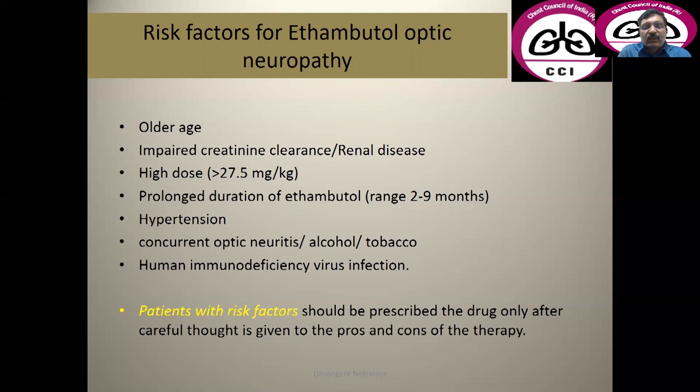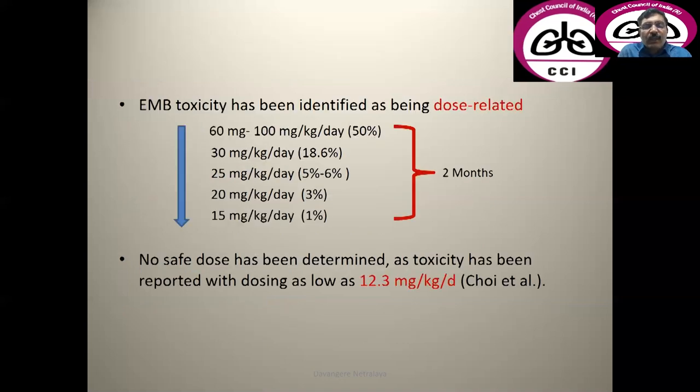The patient with these risk factors should be prescribed with caution, and pros and cons of therapy should be explained to the patient. Ethambutol toxicity is clearly dose-related. If you look at the slide, the higher the dosage, ranging from 60 milligram to 100 milligram per kg per day, the incidence of optic neuropathy is as high as 50%.